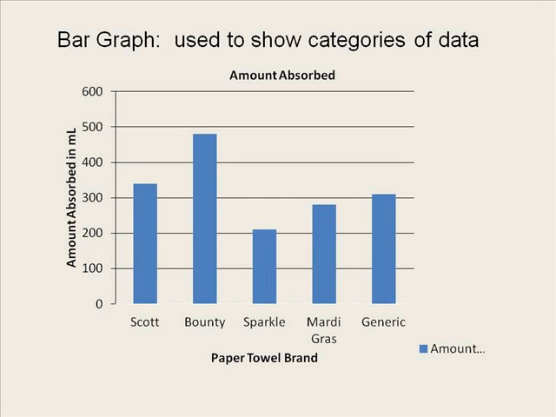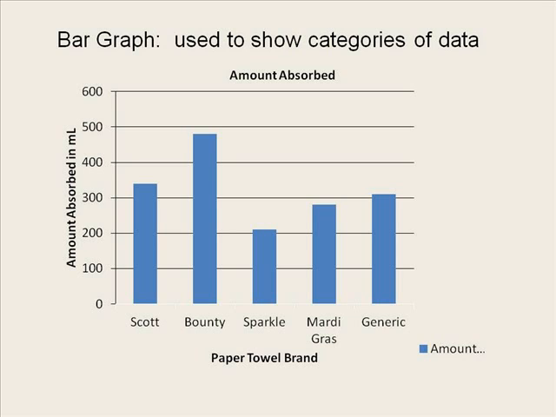When we're graphing, we have 2 types of graphs that we can choose from for this class. We are either going to have a bar graph or a line graph. This slide here shows our bar graph. Bar graphs are used to show categories of data. So if you look along the bottom of the graph, you will see paper towel brand. Since we have different brands of paper towels, since we use the word different, that's our independent variable, they're going to be on a bar graph.